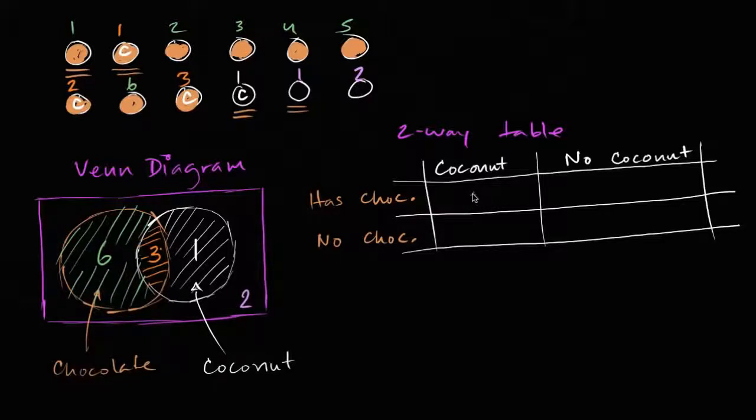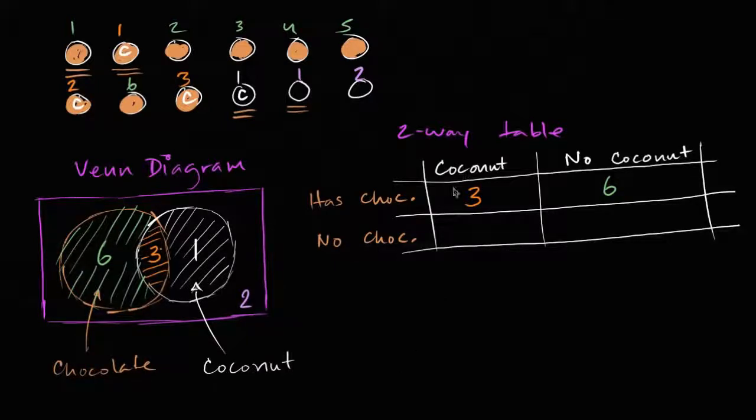This is going to represent the number that has coconut and chocolate. Coconut and chocolate, well, we already looked into that. That's 1, 2, 3. That's these 3 right over here. This one right over here has chocolate, but it doesn't have coconut. Well, that's this 6 right over here. It has chocolate, but it doesn't have coconut. So let me write, this is that 6 right over there.